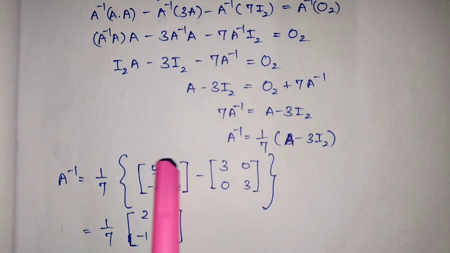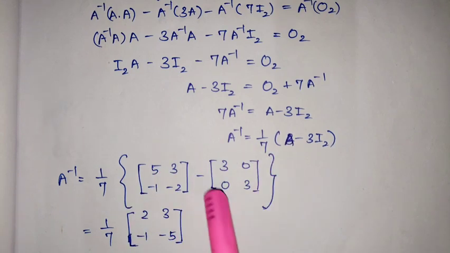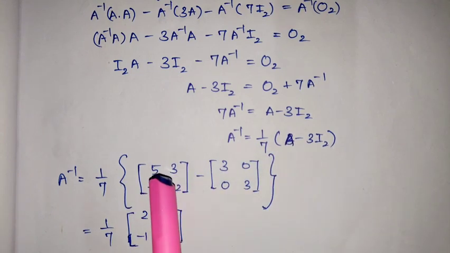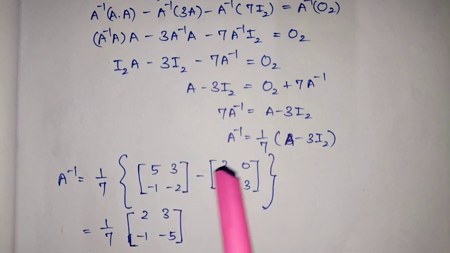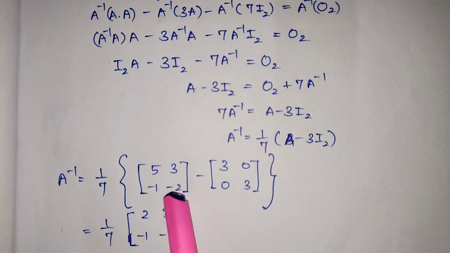So 1 by 7, this is the A matrix, minus 3 into the unit matrix. So 5 minus 3 is 2, 3 minus 0 is 3, minus 1 minus 0 is minus 1, 2 minus 3 is minus 5. So A inverse is 1 by 7 into this matrix.